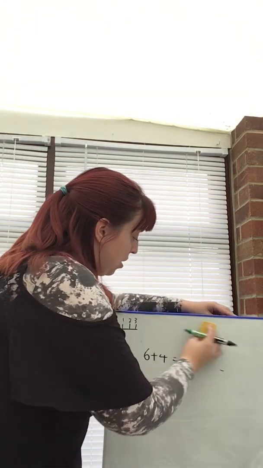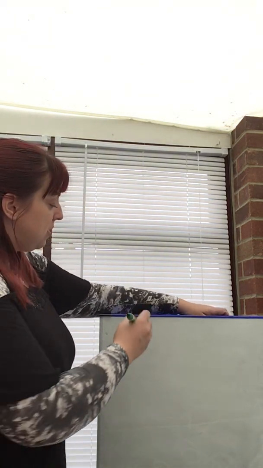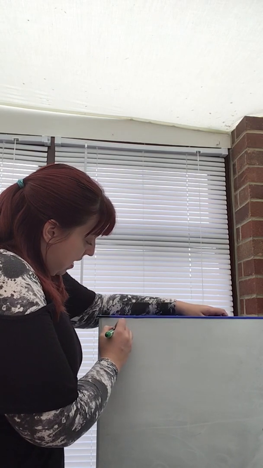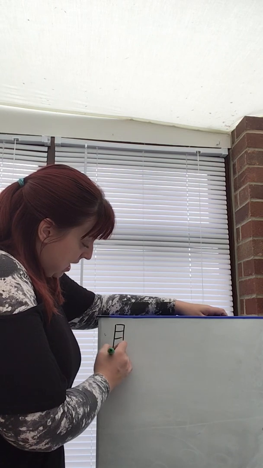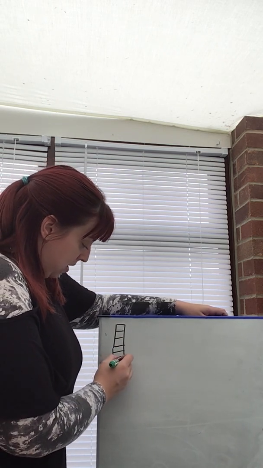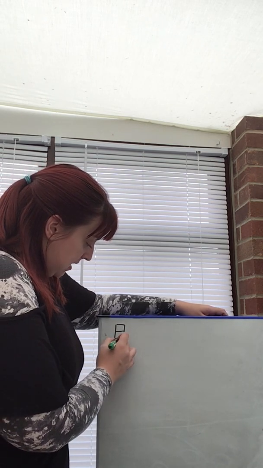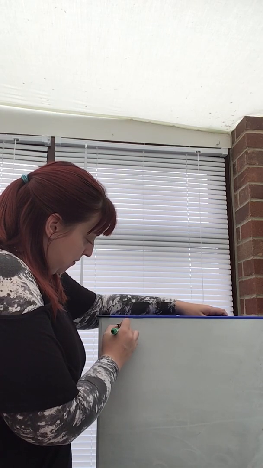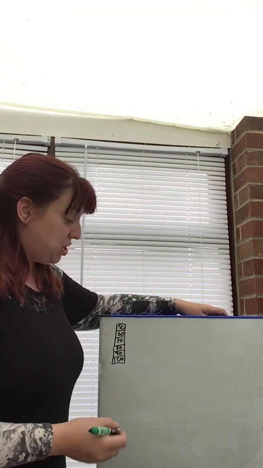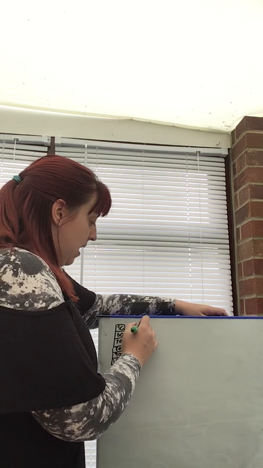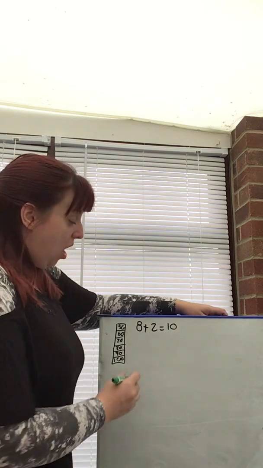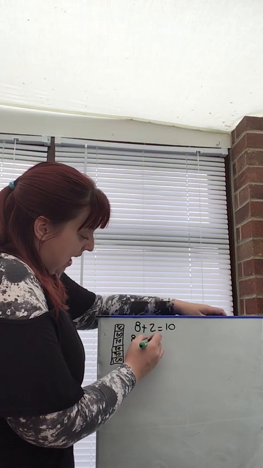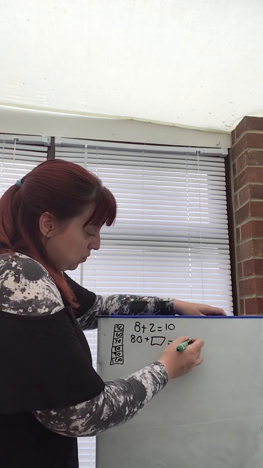Now, we can also use our number bonds to 10 to help us with our multiples of 10 totaling 100. So, for example, here I might have my 100 square. Here's the end of my 100 square. Here's my multiples of 10 column. So 100, 90, 80, 70, 60, 50, for example. And I might say to the children, right, here I know that 8 add 2 equals 10. I want to find out 80 add something equals 100.